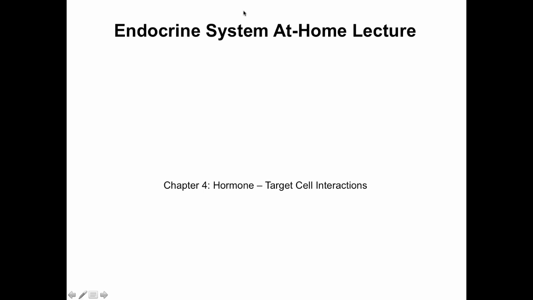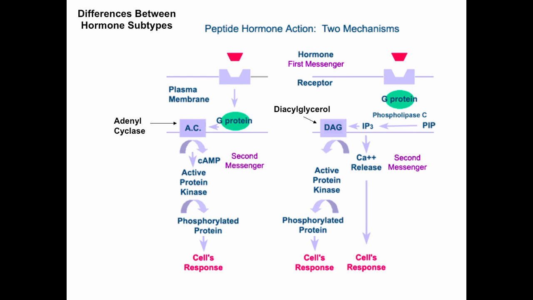All right. So the next step is to talk about how these different hormone subtypes, especially in terms of water soluble versus lipid soluble, interact with their target cells. So the first one to consider are the water soluble hormones. The biggest challenge that water soluble hormones have in terms of acting on target cells is that they can't cross the plasma membrane. Right? They're water soluble, they can't diffuse across the plasma membrane.